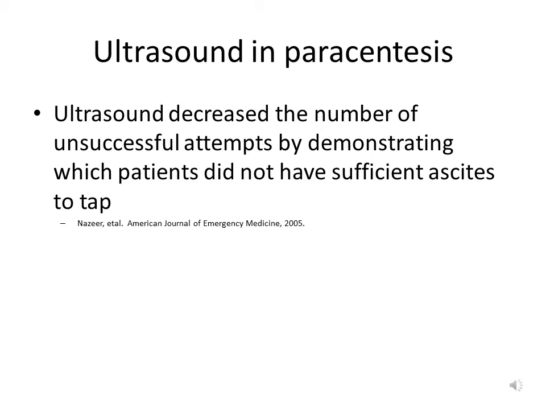So this paper from 2005 was a randomized controlled trial where they attempted to use paracentesis. They randomized patients to either having ultrasound or not having ultrasound in their paracentesis. And what happened is those patients who had paracentesis and were not able to have fluid obtained crossed over and had ultrasound, and subsequently several of those patients were found to not have enough fluid for paracentesis.